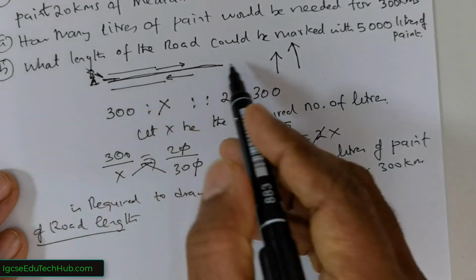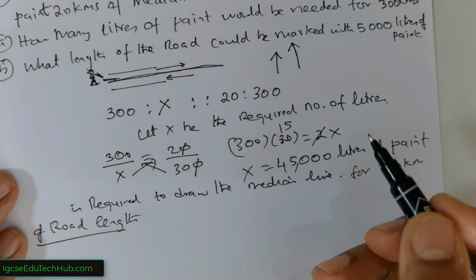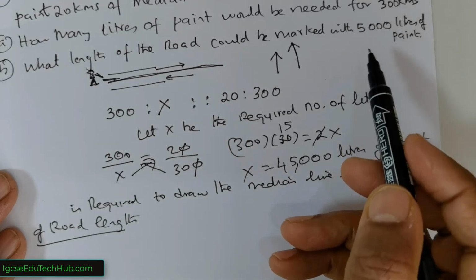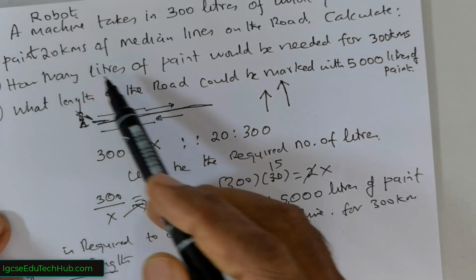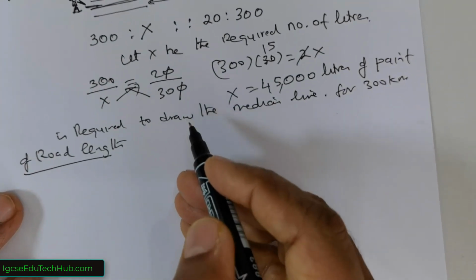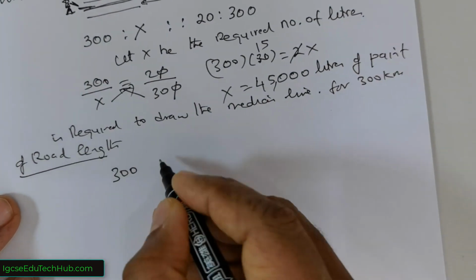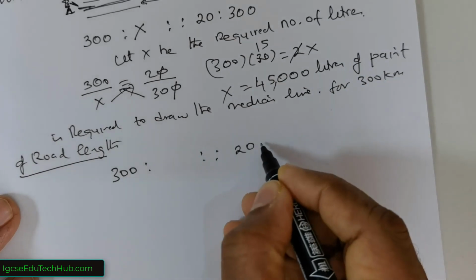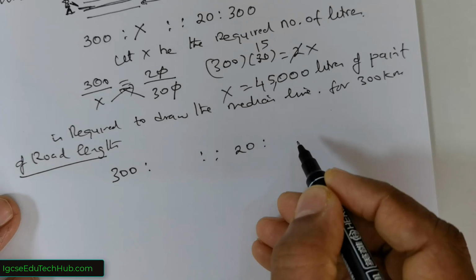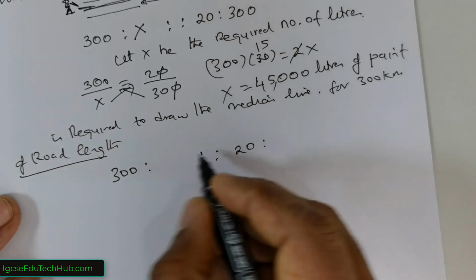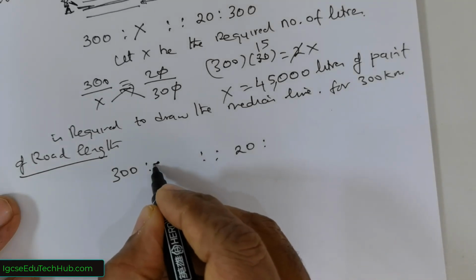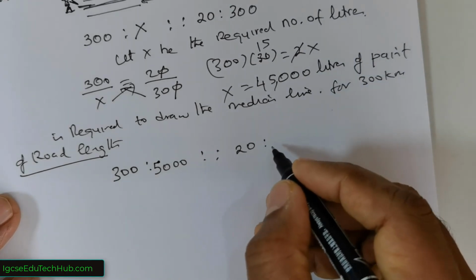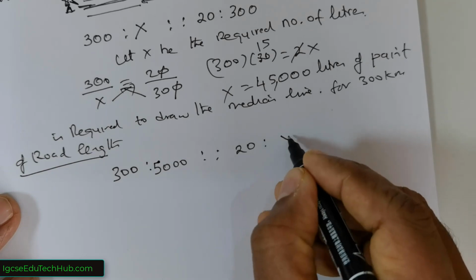Now next is, what length of road could be marked with 5,000 liters of paint? Right, with 300 liters you can mark 20 kilometers. They are asking for 5,000 liters. So I know this system. So let me write this system. With 300 liters I can mark 20 kilometers. Now they are asking how many kilometers can 5,000 liters of paint stretch or can be used to mark. So this is what is required.